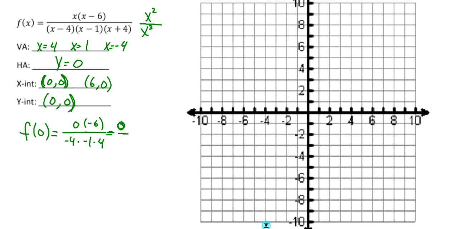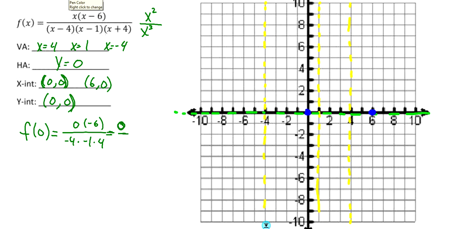So here we go. Let's draw our information. So again, start with my vertical asymptotes. I have one at negative 4, one at positive 1, and one at positive 4. My horizontal is at 0. My x-intercepts are at (0, 0) and (6, 0).